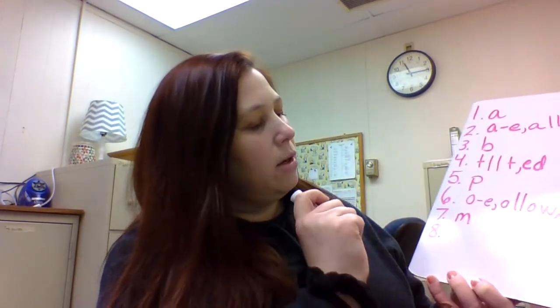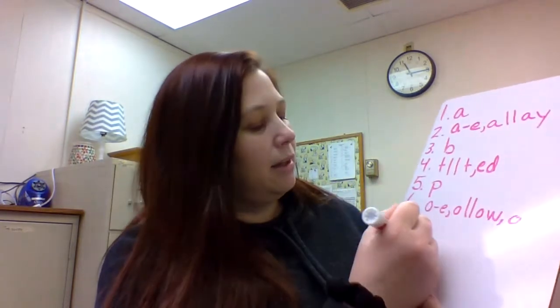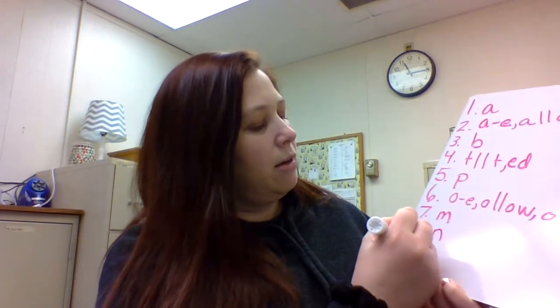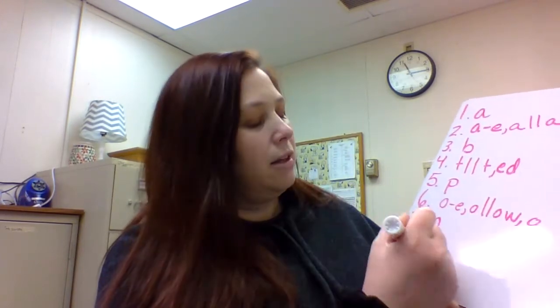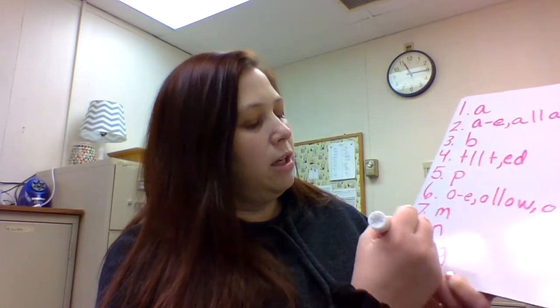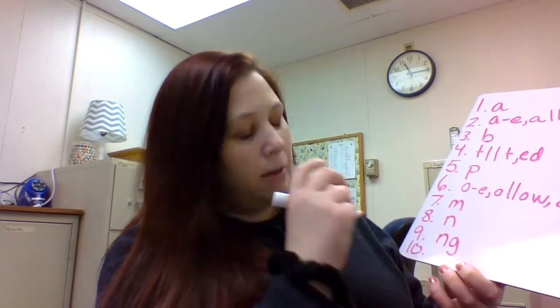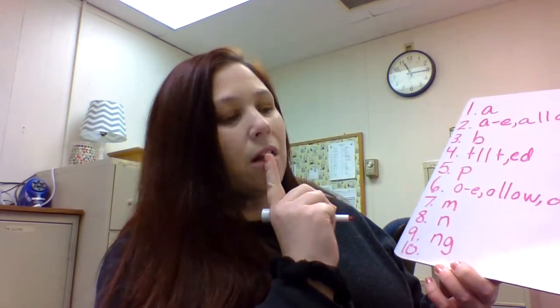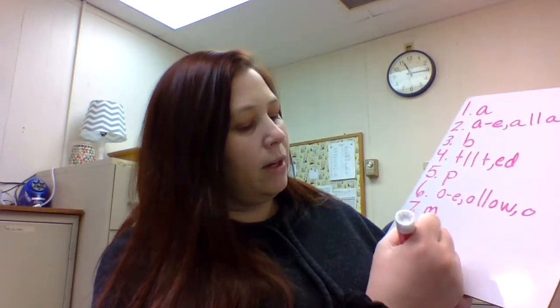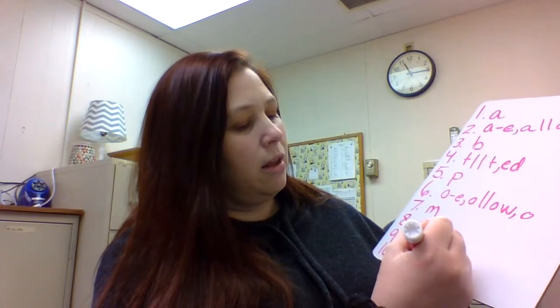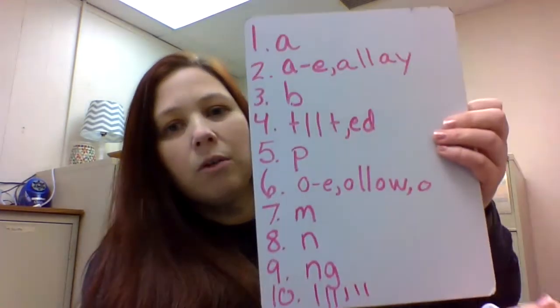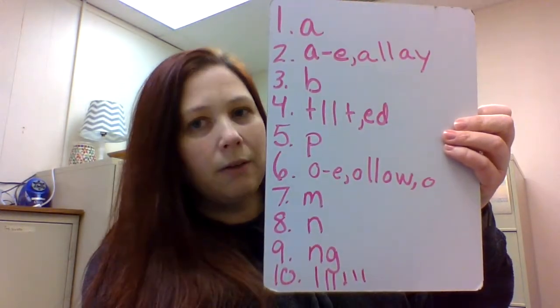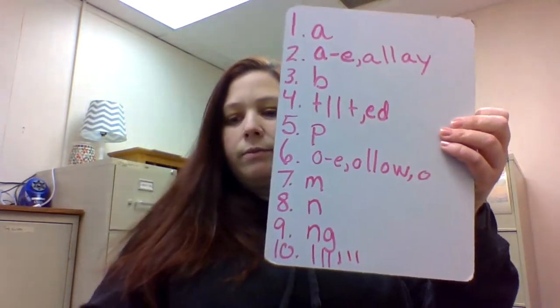Number 8, we have N, that's N. Number 9, we have ng, that's ng. And number 10, we have L, that's L, or final sound L, comma, LL. All right, make sure you have these down before I erase them. We move on.